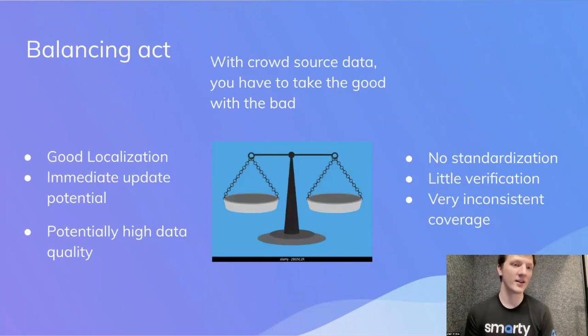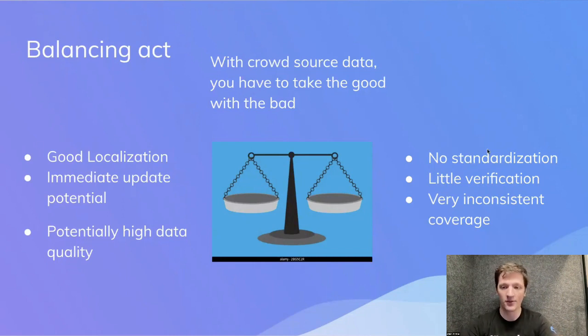And with all of this, we really have to worry about the balancing act. You really can't, with crowdsourced data, separate the good and the bad. They are intricately tied together in a way that makes it difficult to balance. When you have good localization, like we talked about, people are adding in their data from how they use it. With addresses, they're adding in the data with their standardization to their local area.